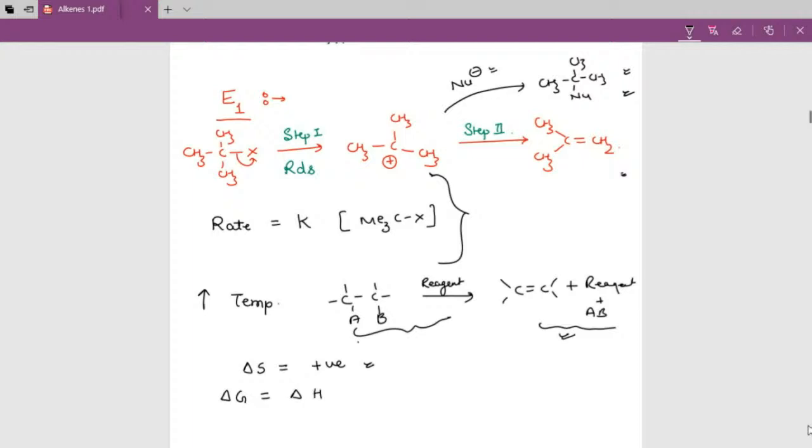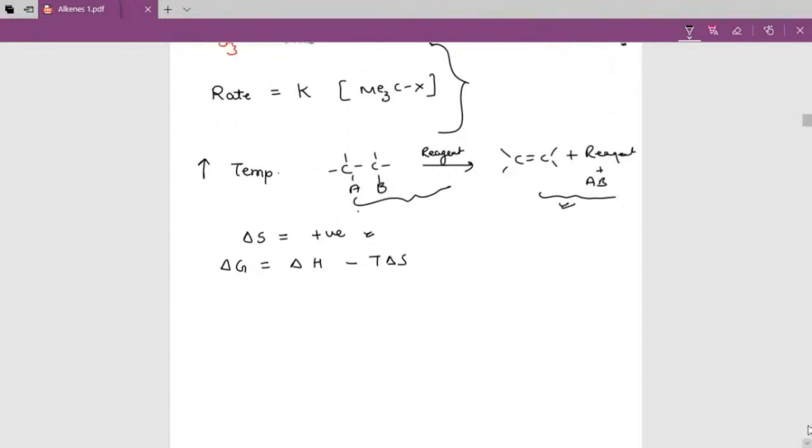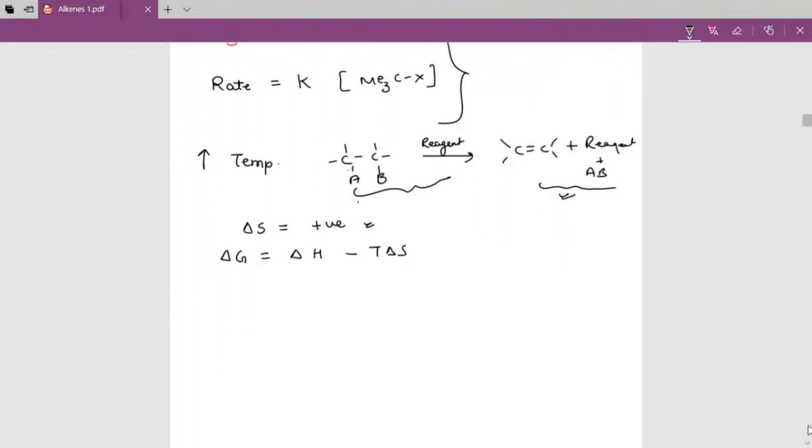high temperature thing? Delta G is equal to delta H minus T delta S. Now for a reaction of elimination, I am breaking sigmas and we are correspondingly forming this pi. Okay, so this is also endothermic. This is also an endothermic quantity. This is also going to be positive.